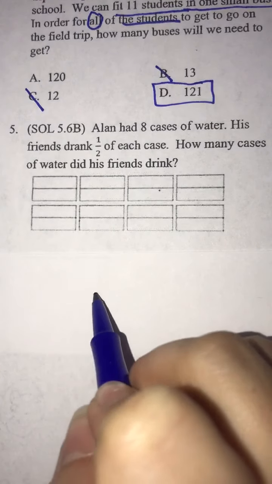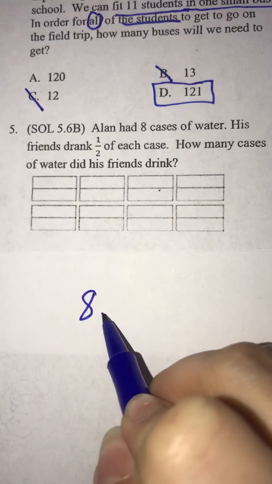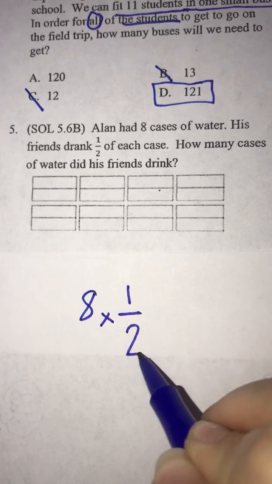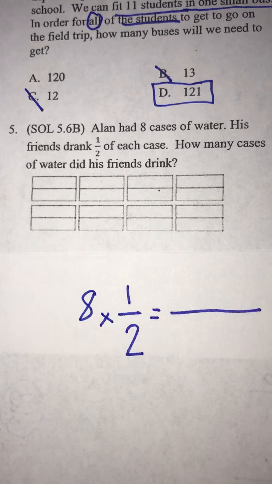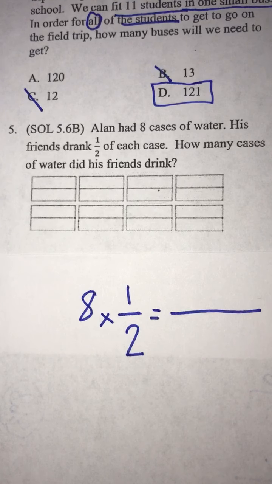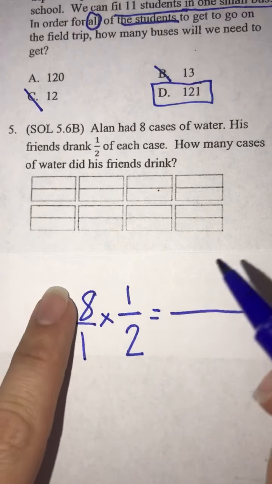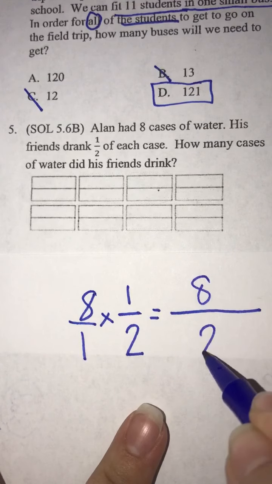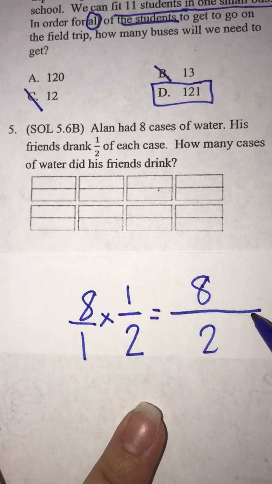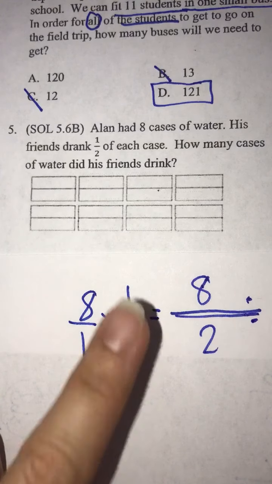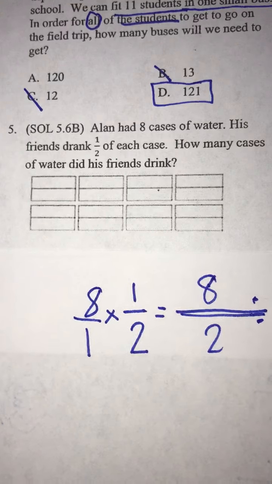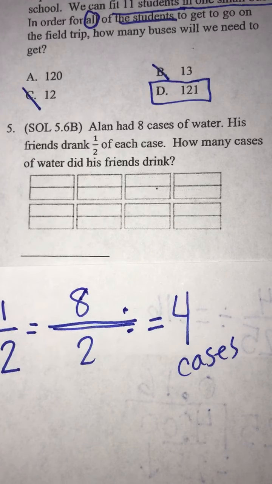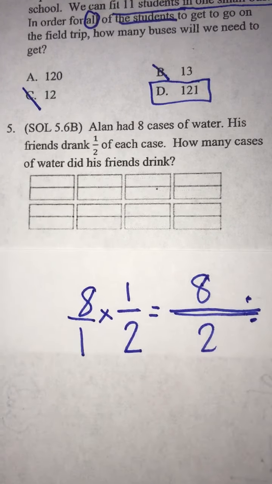So let's say you have 8 cases and you drink a half of each. What's half of 8? You probably already know it's 4, but here's what I'm going to do, just so you see me multiplying. 8 full cases, 8 whole cases, so 8 times 1 is 8, 1 times 2 is 2. Remember, a fraction bar does mean division, so what's 8 divided by 2? 8 divided by 2 is 4. Let me show you how this works.